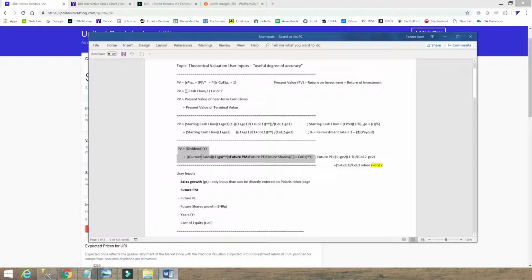Now, one last thing, I want to make sure we remember that there are no dividends being paid by United Rental, so this first part of the formula is zero. So we've accounted for all the inputs into the formula. Now it's time to talk about other things to consider that are more qualitative.